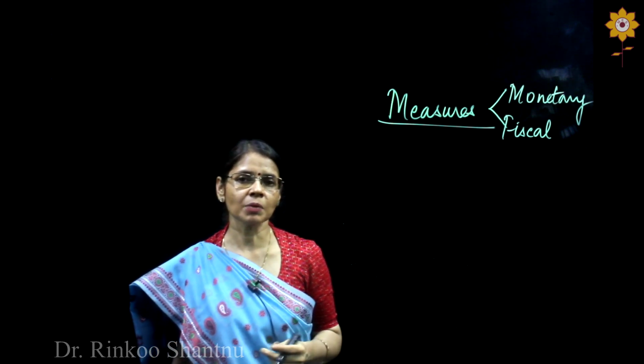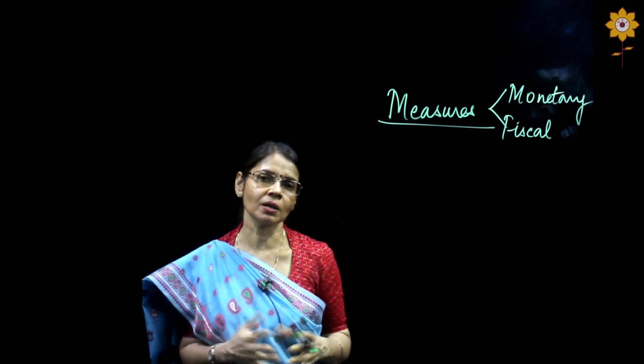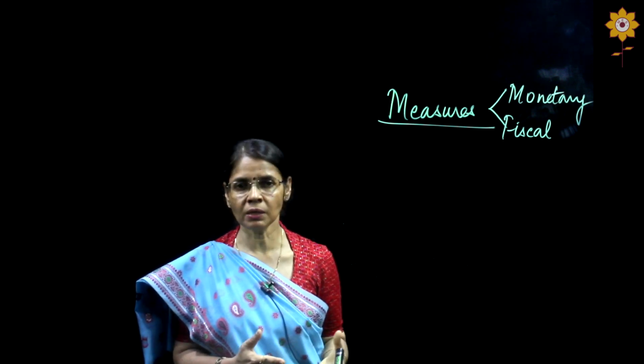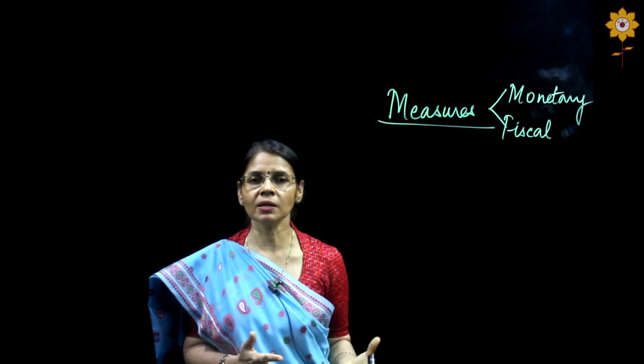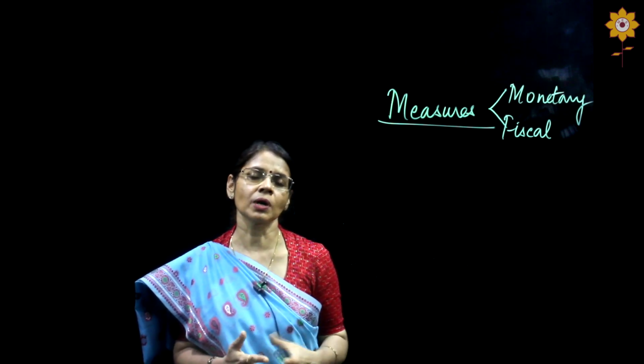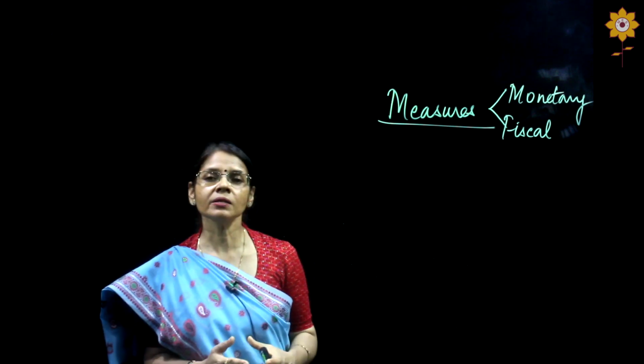Fiscal measures are basically by the government. So government measures are related to taxes, and government measures are related to expenditure. Expenditure will increase money, whereas taxes are going to reduce money. So taxes are increased and government expenditure is reduced to control inflation. Anytime monetary measures are better measures than fiscal measures.